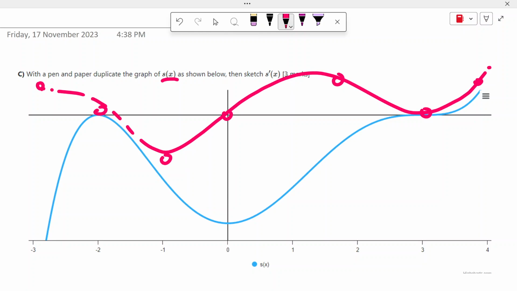And we also need to put arrows, okay? Otherwise, we will not get full marks. All right? So put in all of your key points first, and then connect it up and put arrows. And perfect.